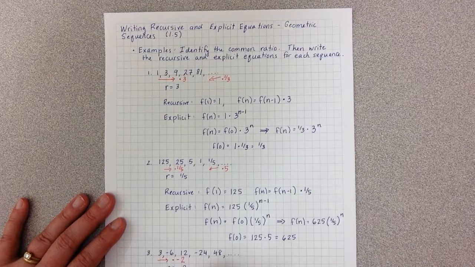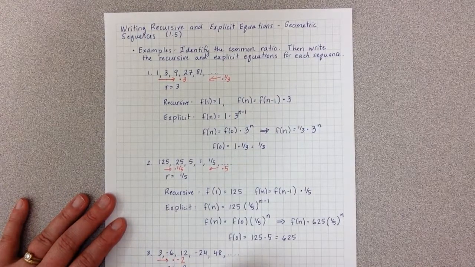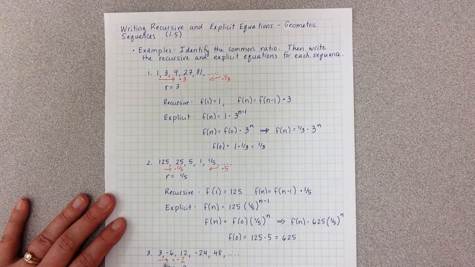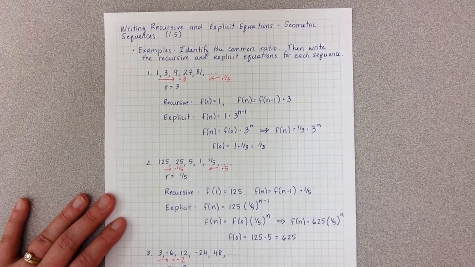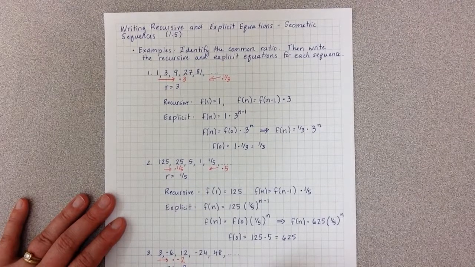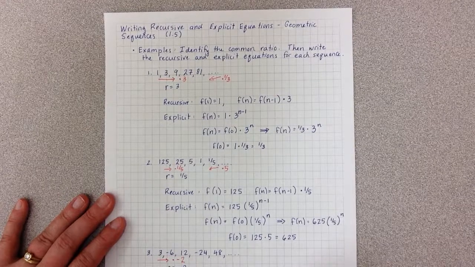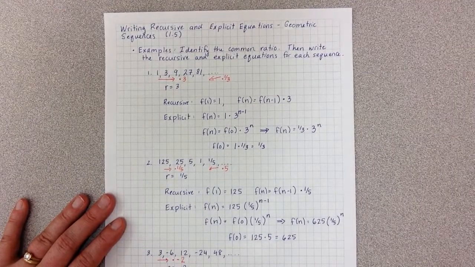We'll start with the recursive. Remember, the recursive is the way you think about this. You start at 3. And then you multiply by -2 each time. So now I just have to fill in that fancy notation. f of n equals f of n minus 1 times -2, what I'm doing each time.